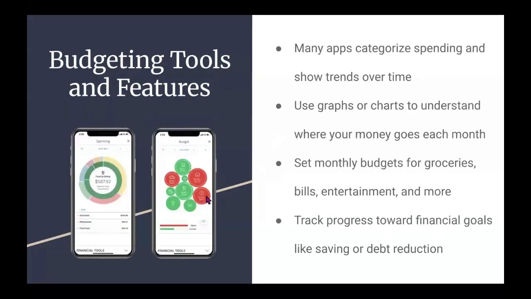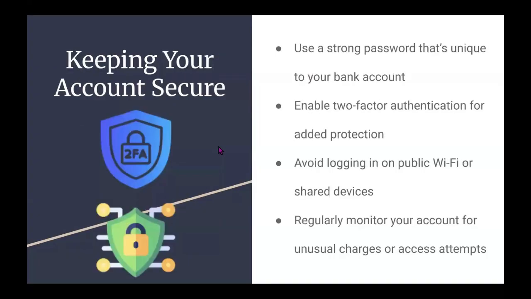So here are a couple of budgeting tools and features. Many apps categorize spending and then show trends over time. They display this in the form of graphs or charts to help you understand where your money goes each month. And you can also, within the app, set monthly budgets for things like groceries, bills, entertainment, amongst other things. This can help in tracking progress toward financial goals like saving or debt reduction, but it just makes it a little bit easier for you so you don't have to do it manually.